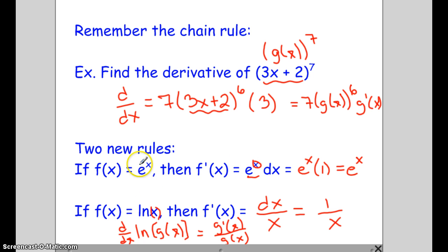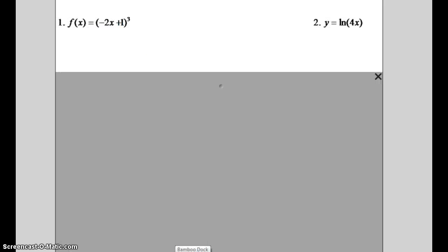So far, when you take the derivative of e raised to a power, it is e raised to that power multiplied by the derivative of the power. For natural log, it is the derivative of whatever the inside was, and then divide by the original inside. Those are your two new rules for taking the derivative of our two new functions. So let's try a few examples together.